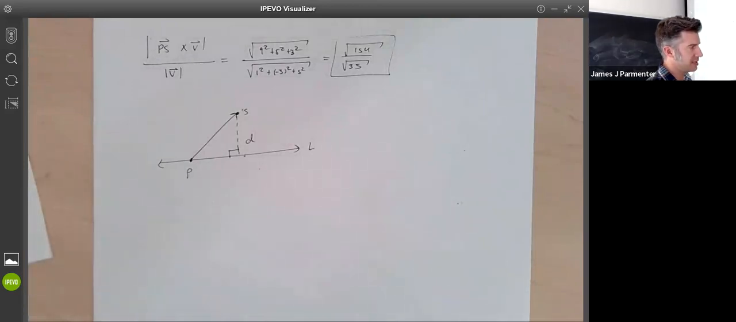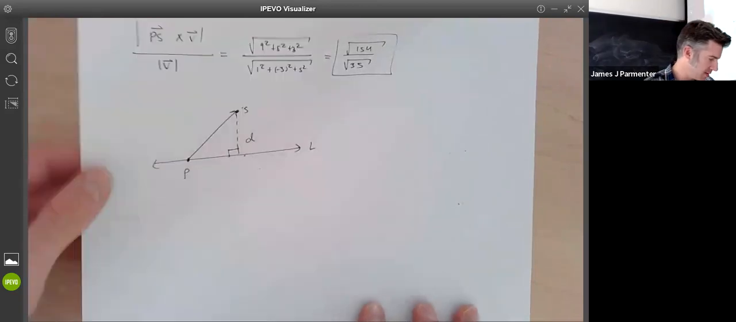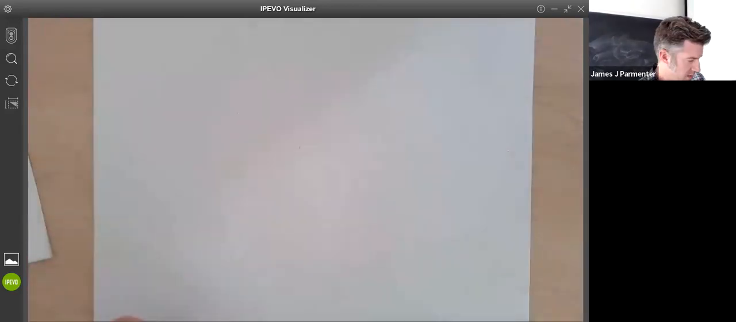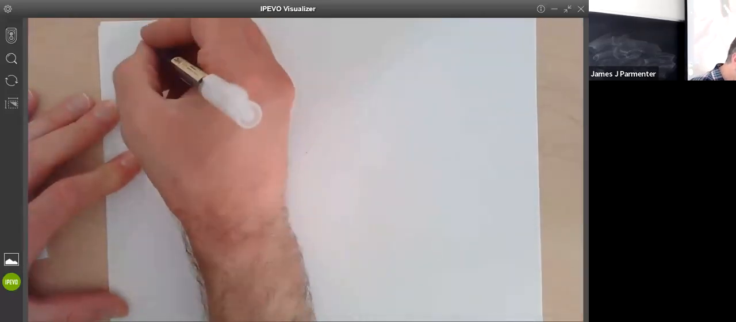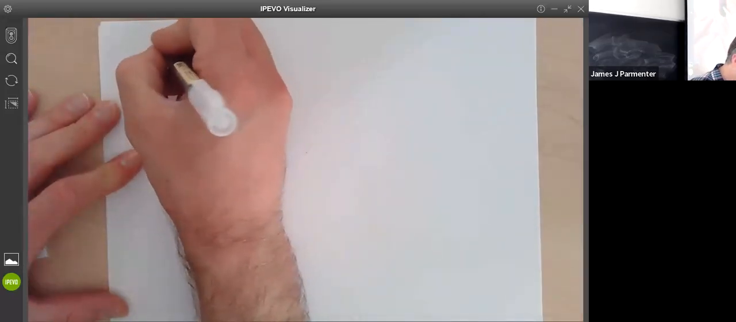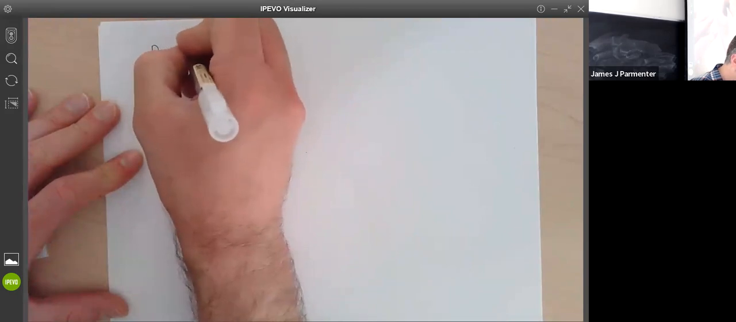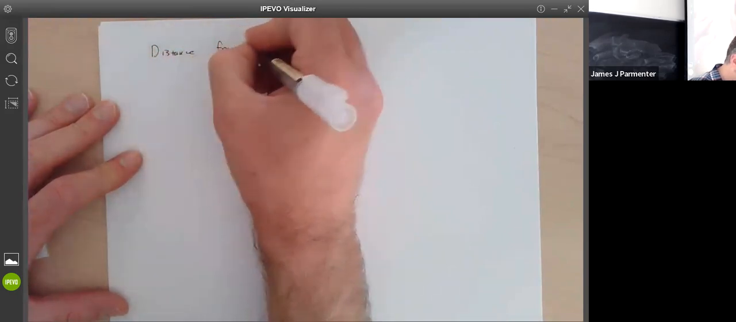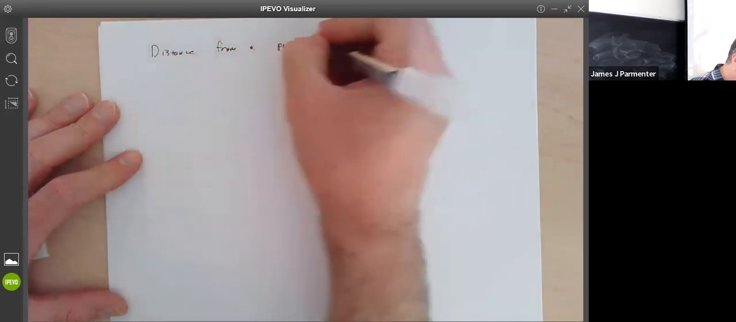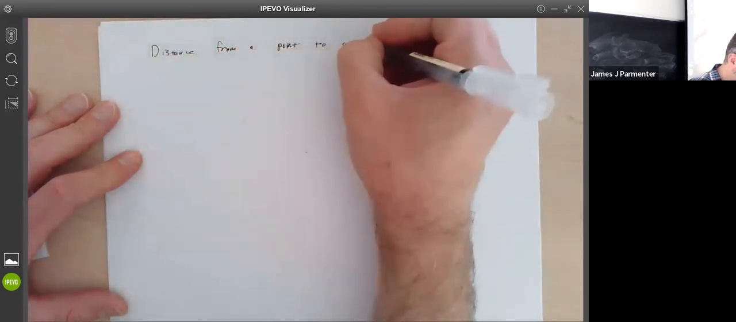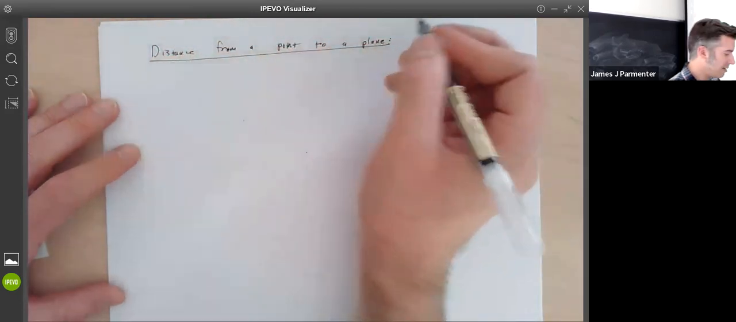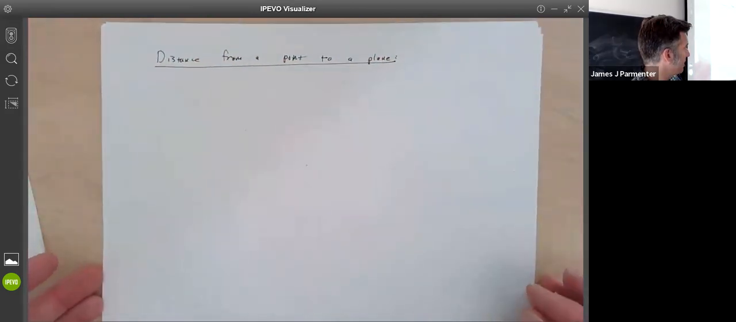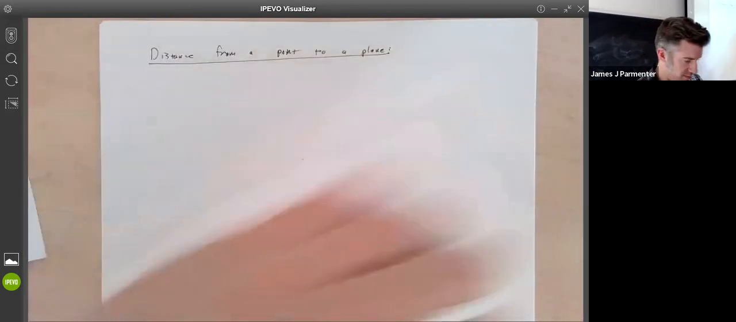So let's look at another example and see how something else is different. We'll end with this next example. So let's say instead of a distance from a point to a line, now we want to find the distance from a point to a plane, which you might think would be the same kind of operation.